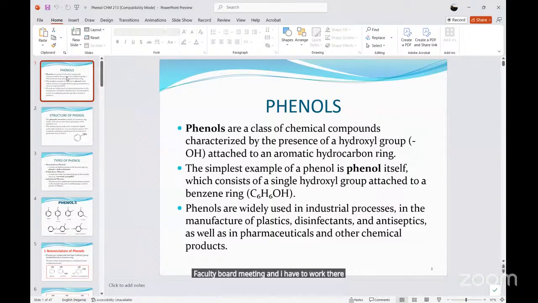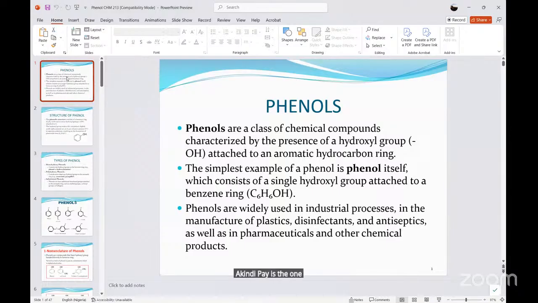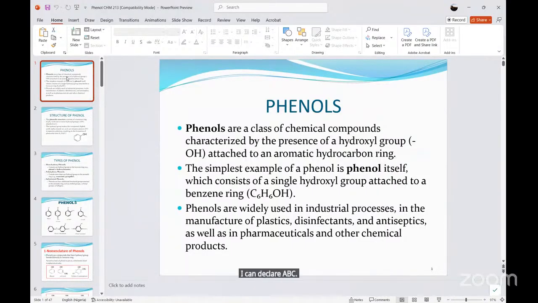Okay. Akin Dikpe is raising up. If you don't raise up your hand, don't talk, please. The only people that raise up their hand are the ones I want to hear from. Akin Dikpe is the one raising up the hand. If you want to ask a question, raise up your hand. Akin Dikpe, you can unmute and ask a question, please. Akin Dikpe Oyebisi. Okay, ma'am.